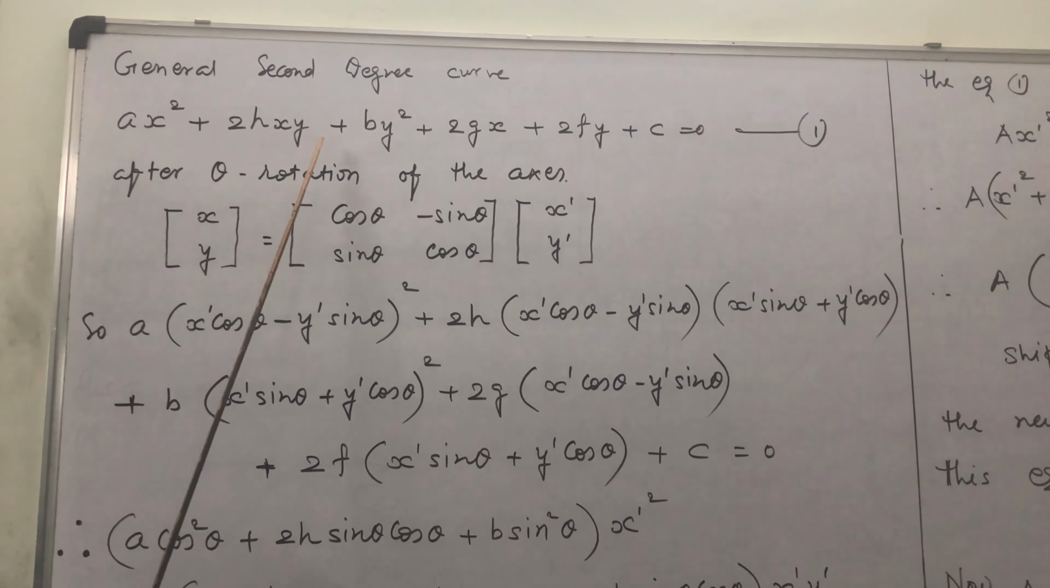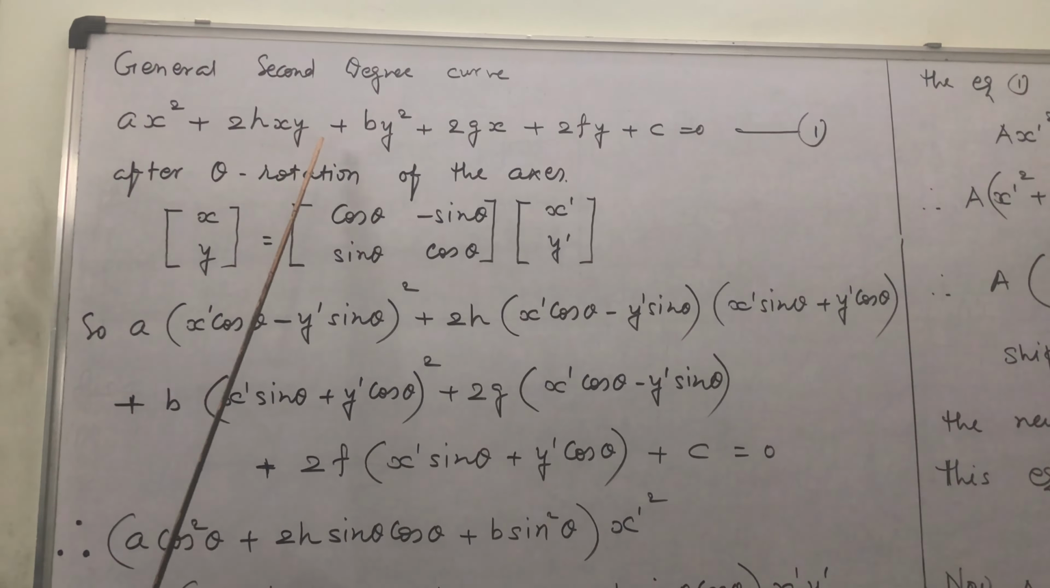After theta rotation of the axis, we want to eliminate this term. So (x, y) is [cos theta, minus sin theta; sin theta, cos theta] into (x dash, y dash). So x is x dash cos theta minus y dash sin theta, this one, plus 2h into xy, so x dash cos theta minus y dash sin theta. y is x dash sin theta plus y dash cos theta. Plus by square, y is x dash sin theta plus y dash cos theta whole square, plus 2gx, x is x dash cos theta minus y dash sin theta, plus 2fy, y is x dash sin theta plus y dash cos theta, plus c equal to 0.